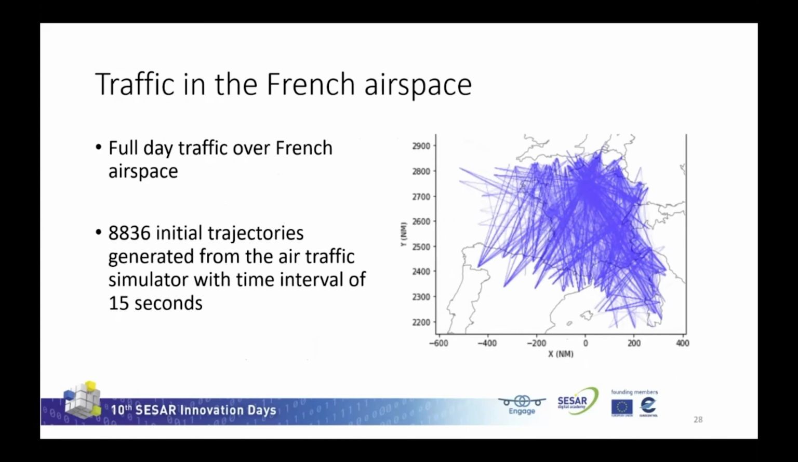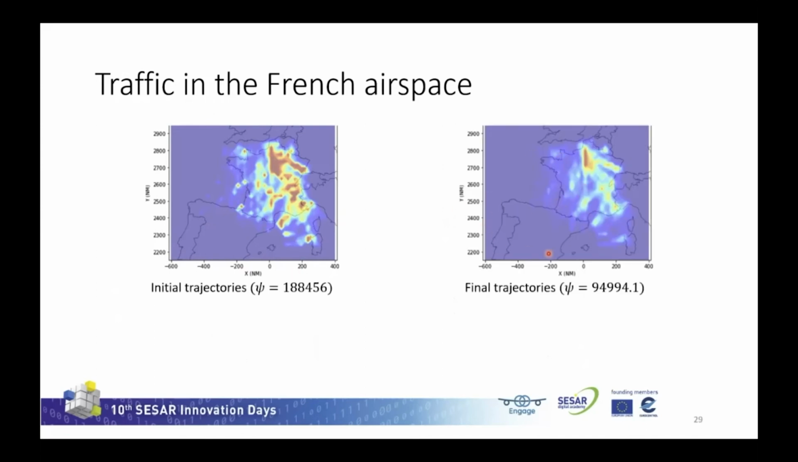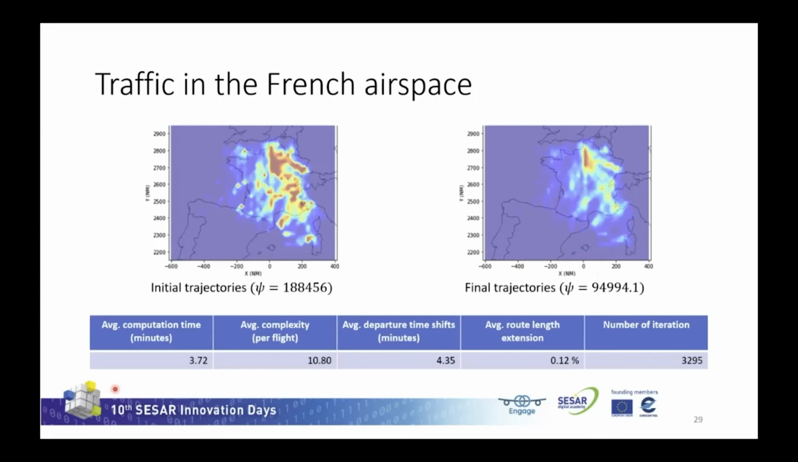For trajectory planning in the long term, we test with real traffic over French airspace, with more than 8,000 aircraft present in this traffic. This picture shows the complexity map of initial trajectories. This metric can detect some hotspots in the airspace. In the next picture, our resolution algorithm can minimize the traffic complexity by 50% from initial flight plans. In this scenario, we can compute in less than 4 minutes of computation time, with less than 5 minutes for the average departure time shift and 0.12% for average route deviation.